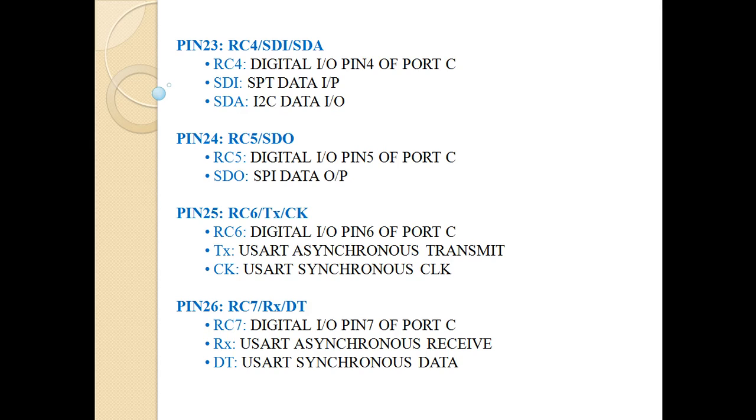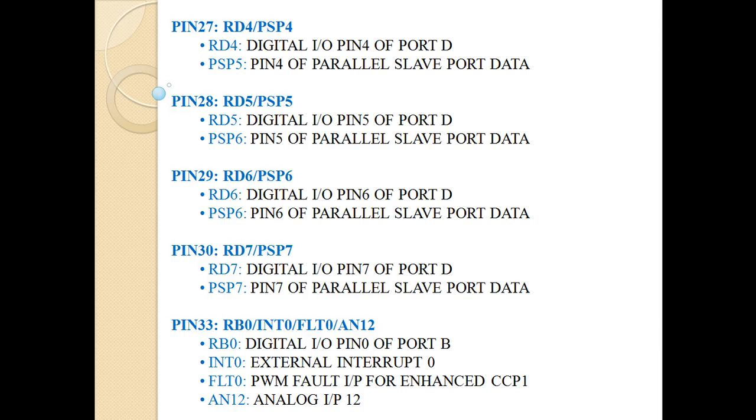Pin 26 works as RC7, RX and DT. RX is the receive signal for USART in asynchronous mode, and DT is the data input for USART in synchronous mode. Pin 27 to pin 30 works as RD and PSP, whose work is as described above.